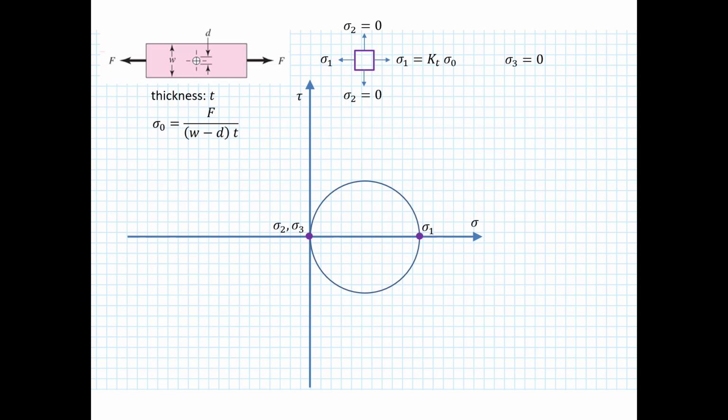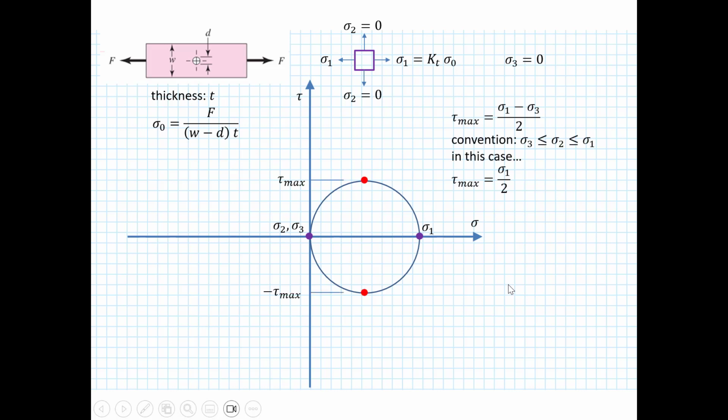If we proceed and think about, well, what is the max shear in this situation? Well, the max shear is going to be the top of the circle. It's pretty simple. In this particular relationship, sigma 1 minus sigma 3 over 2, if you do the convention of sigma 3 being min, sigma 2 in the middle, sigma 1 is the max, if you maintain that convention, then the maximum shear is always sigma 1 minus sigma 3 over 2. It's going to be the radius of the biggest circle. And in this case, tau max is going to be sigma 1 divided by 2 because sigma 3 is 0.